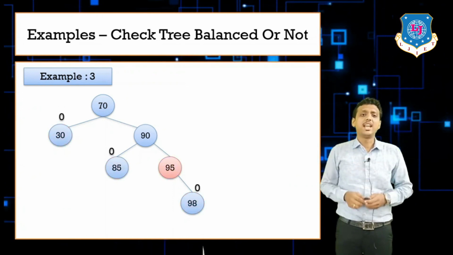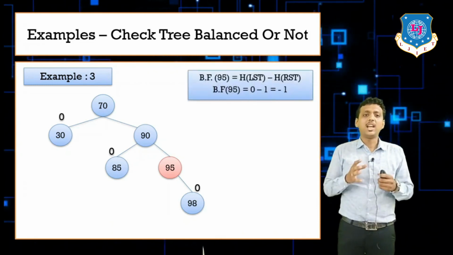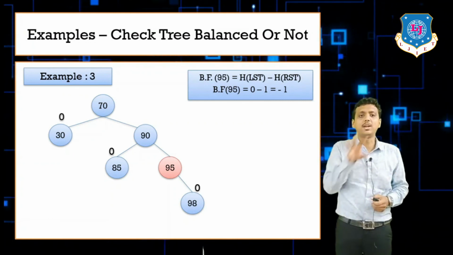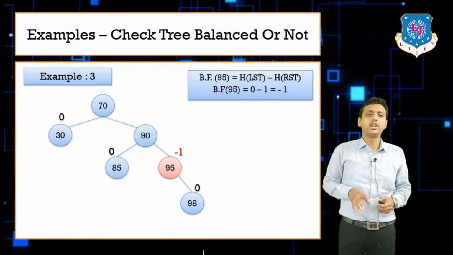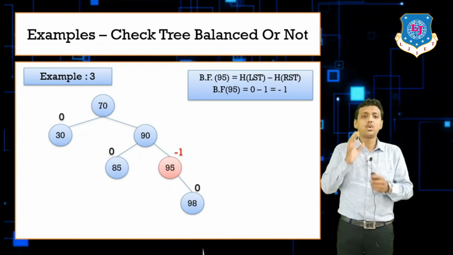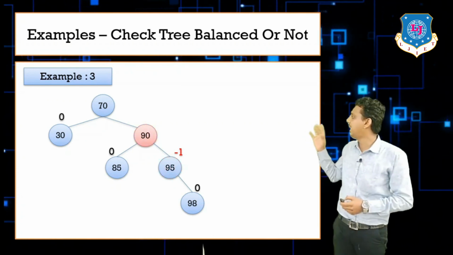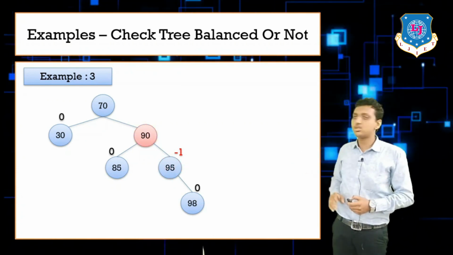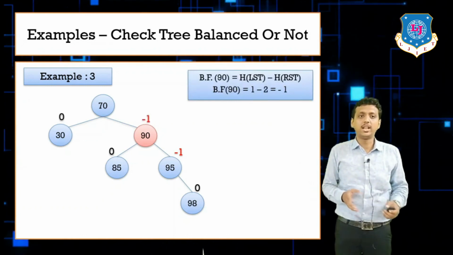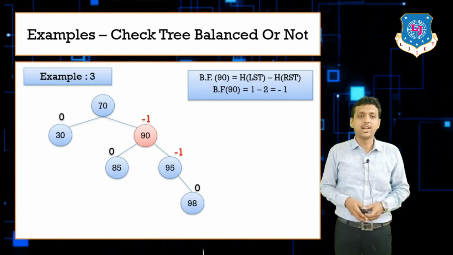So students, next we have 95. For node 95, the left subtree height is 0 and the right subtree height is 1. So 0 minus 1 becomes minus 1. So for 95 we have minus 1. Now for node 90, the left subtree height is 1 and the right subtree height is 2. So 1 minus 2 becomes minus 1. So on node 90 we can write minus 1 as our balancing factor.